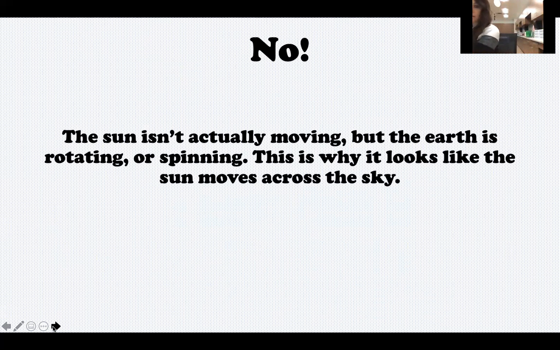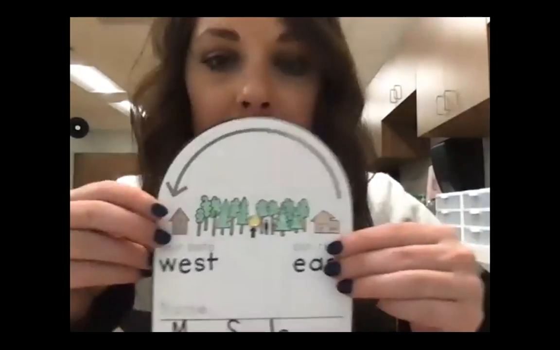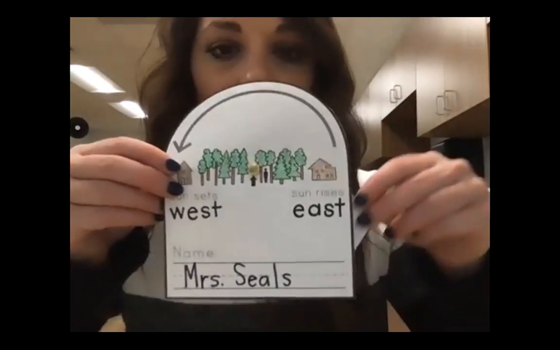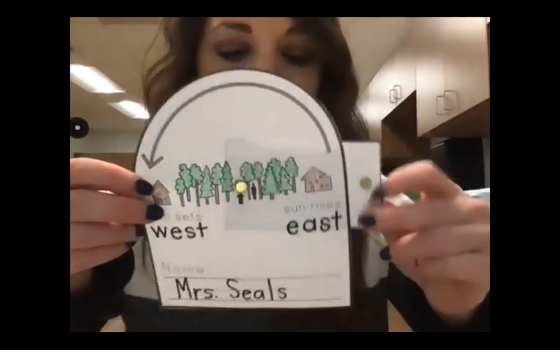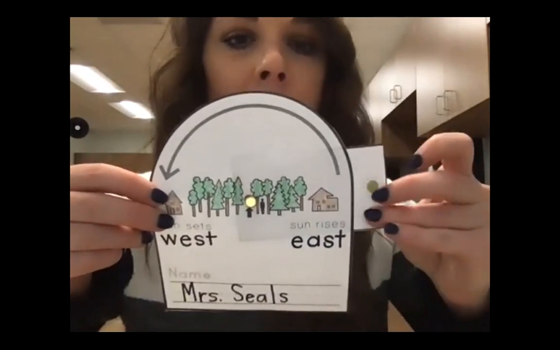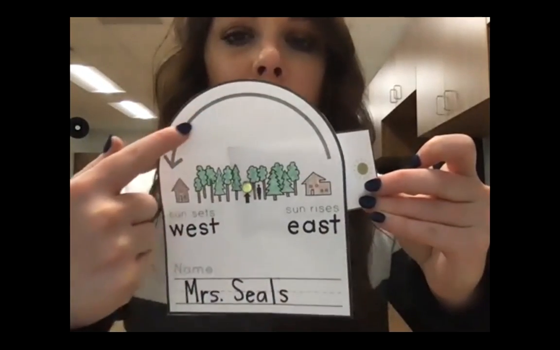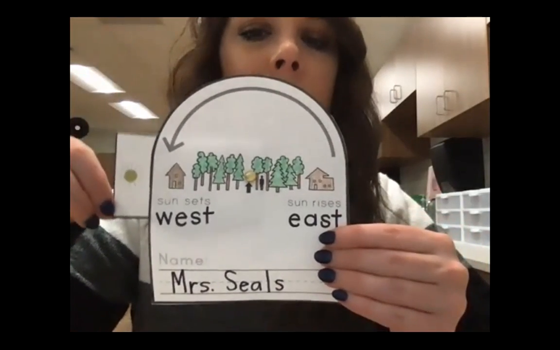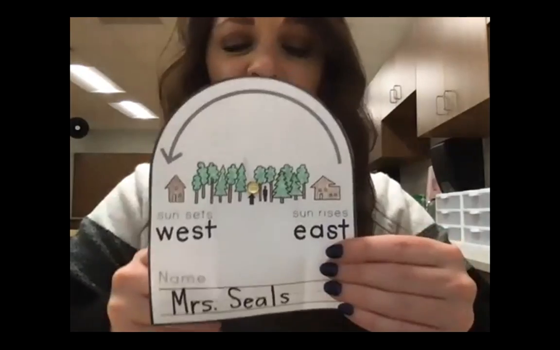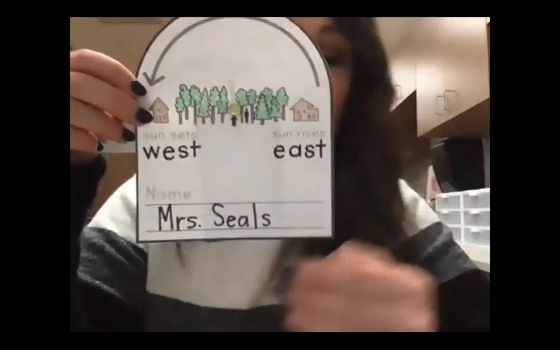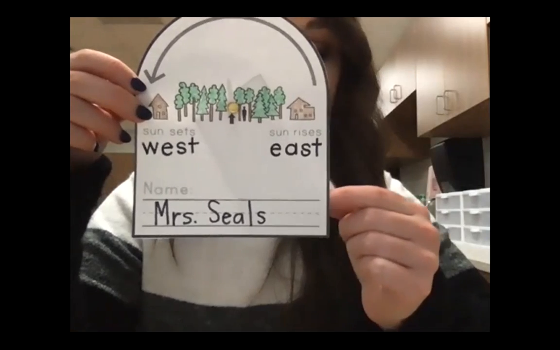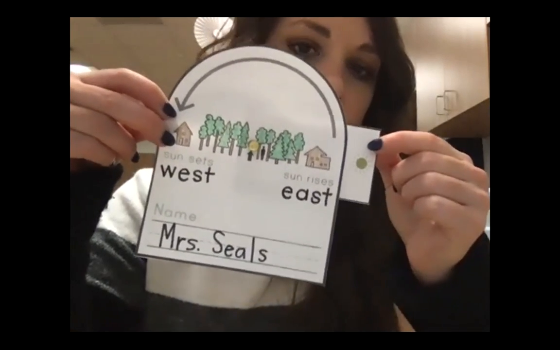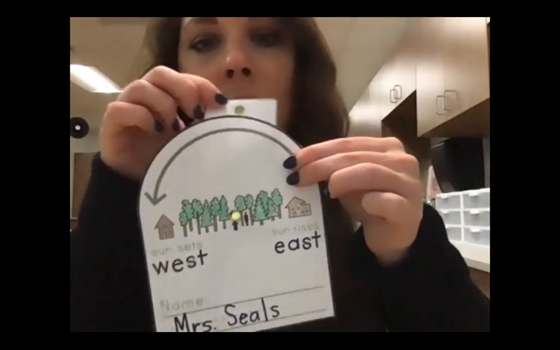So the kids that are here in class are going to be making this sun finder. So this is to help you remember that every morning the sun rises in the east, and do you see how the arrow's going? And then the sun is going to set in the west. So now when the sun is all the way over here, this would be nighttime for us. It would be dark, right? But since we keep rotating, the sun is going to rise in the east and set in the west.